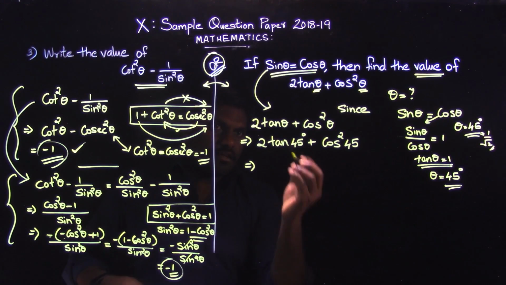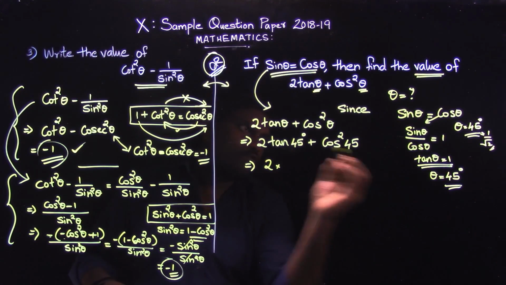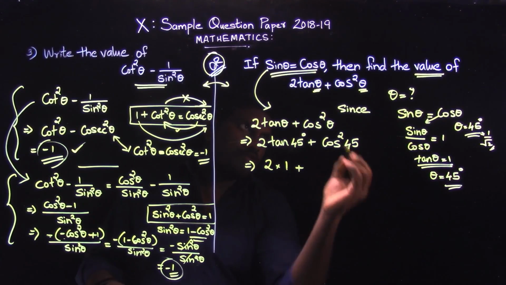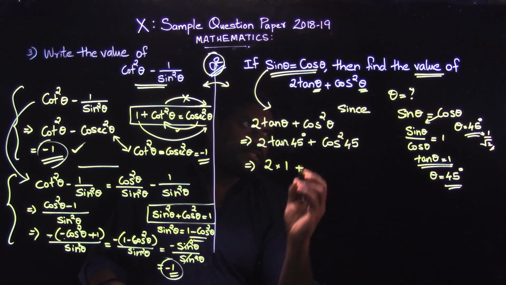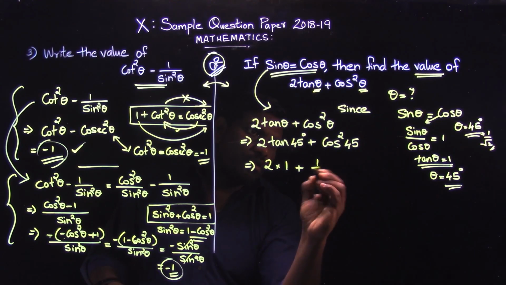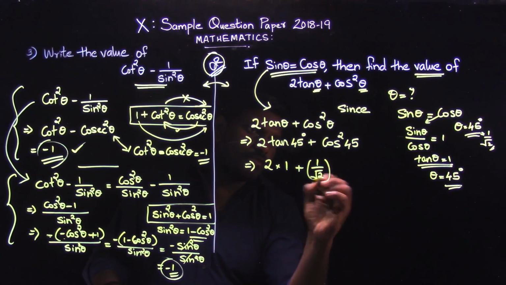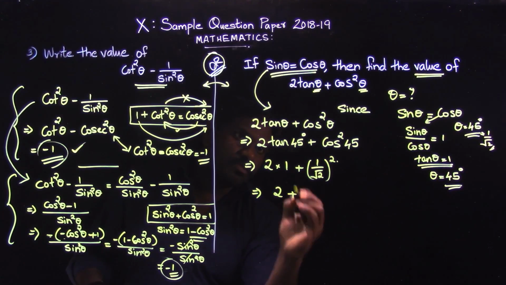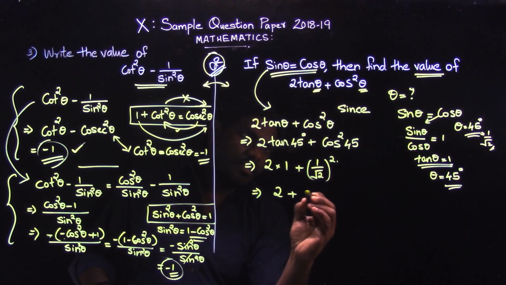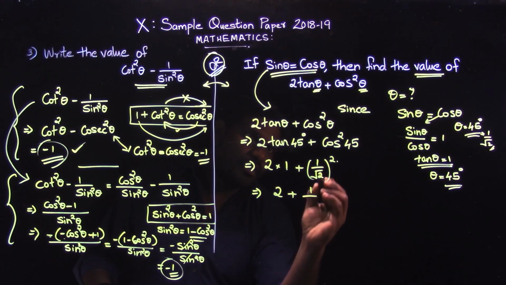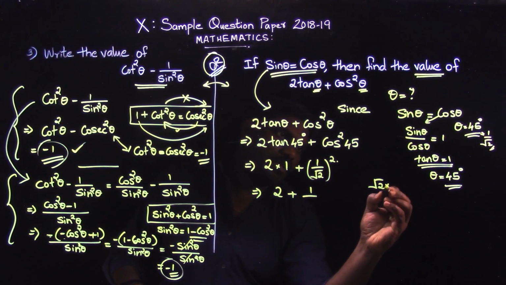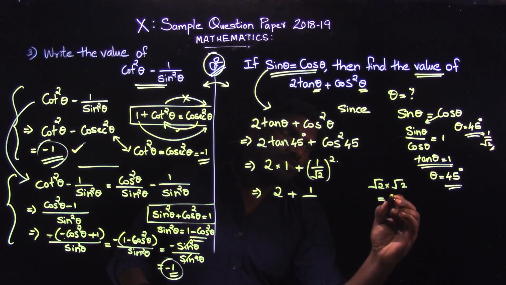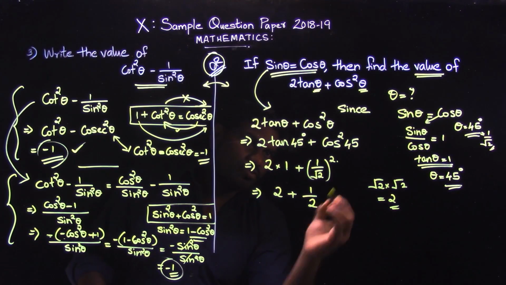So 2 into tan 45, already we got that the value is 1, plus cos 45, I have already told you, is 1 by root 2, the whole square. Which gives 2 plus, 2 into 1 is 2, then 1 square is 1, and root 2 into root 2 is 2, so you get 2 here.